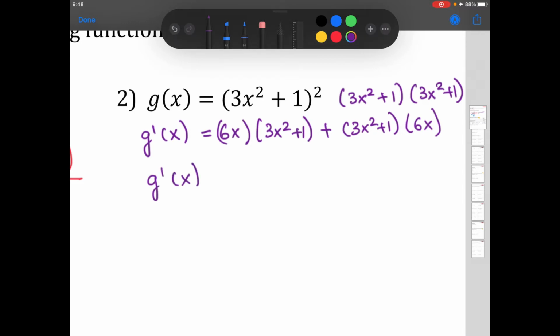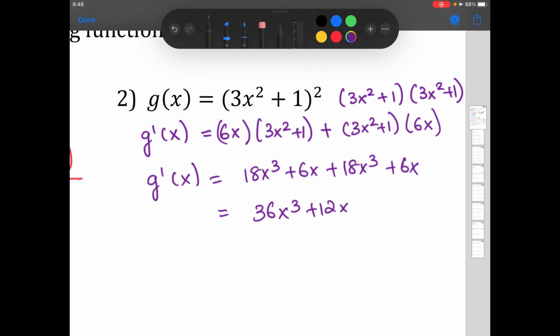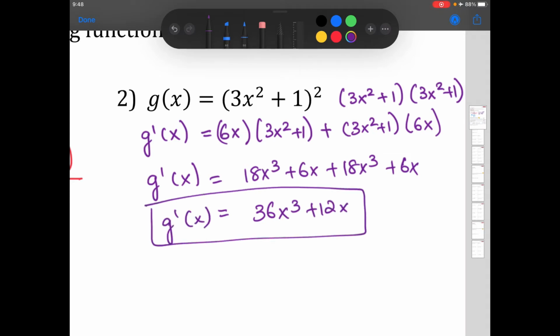So what do I get? I get 18x cubed plus 6x plus 18x cubed plus 6x, which is what? 36x cubed plus 12x. So that is my derivative for this function.